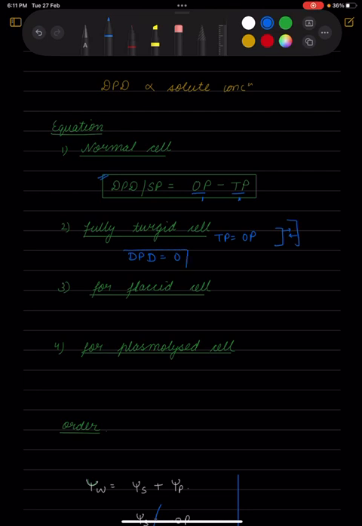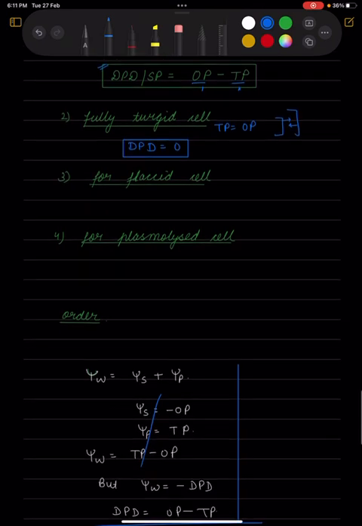We can practically see that if the cell is already so turgid, then there will be no demand of water in that cell, right? Okay. If the cell is a flaccid cell, it means turgor pressure is 0. Okay, turgor pressure is 0. So diffusion pressure deficit is equal to osmotic pressure.